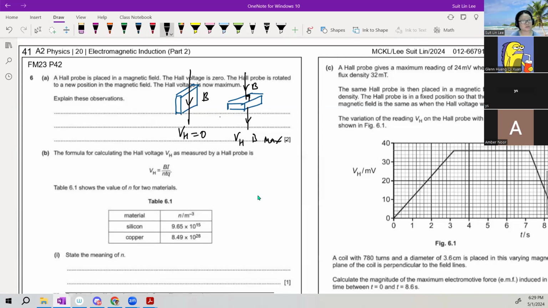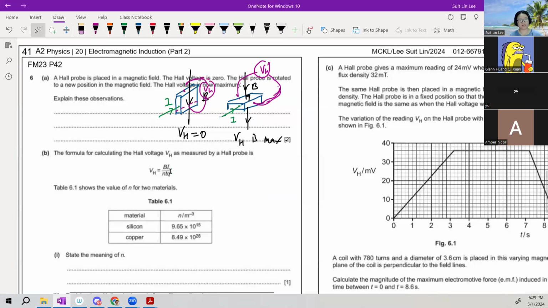Okay, your current is still going to enter the same face, so this will still be your I, and your Hall voltage is still going to be measured here and here, because we don't change the connection of our circuit in our probes. You're not going to screwdriver open the probe casing and adjust it. It's basically just a device that you adjust.